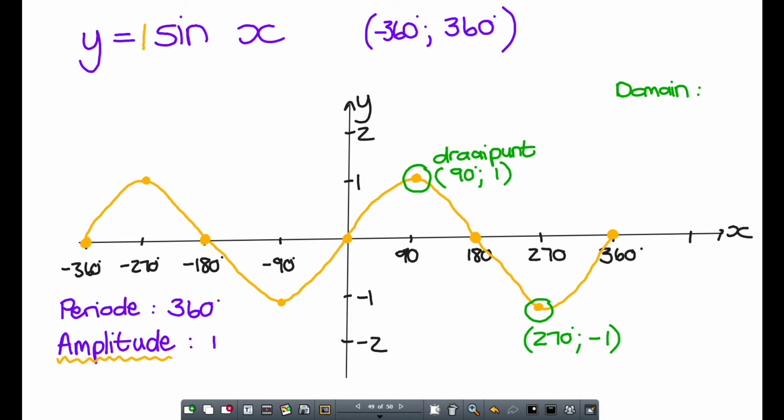So in this case, I am going to say, remember it's X, and this is also where some of you struggled in the test. X must be greater than and equal to minus 360 degrees. And X is less than and equal to positive 360 degrees. Are you with me?